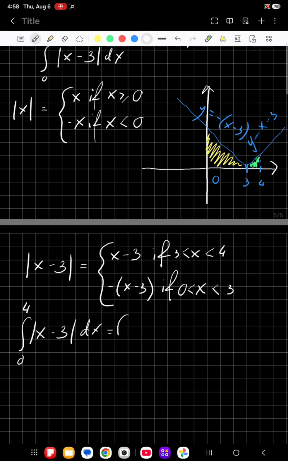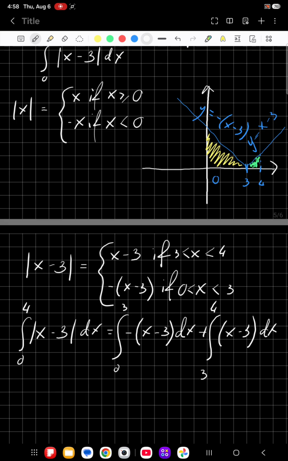So the first integral was this one. It's going to be from 0 to 3 of negative x minus 3 dx. And then I'm adding the other one. The other one is from 3 to 4 of just x minus 3 dx. Okay.